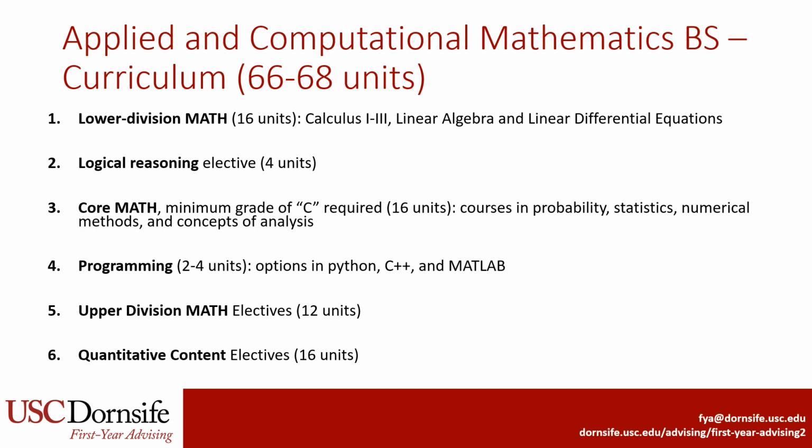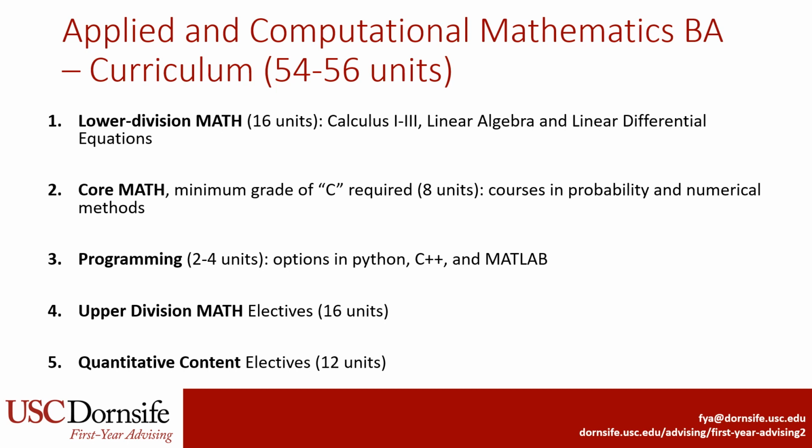Applied math students also have a programming requirement with options in Python, C++, and MATLAB. Finally, the major includes math course electives, which are selected from a list, and quantitative content electives. The quantitative content electives are courses outside of the math department that use a lot of math, such as computer science courses, physics, economics, and similar things. At least one of the quantitative courses must be upper division, which means that these are courses numbered 300 to 499.